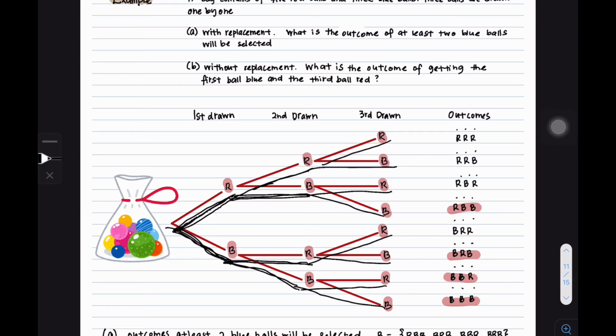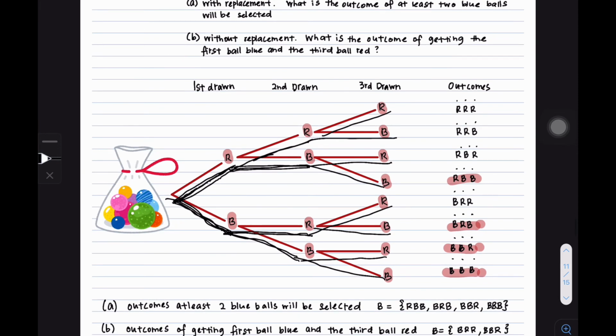Okay. So, kita ada 2 blue balls. Ini pun 2 blue balls. Ini pun 2 blue balls. And this one is 3 blue balls. So, the outcome, the possible outcome, kita dapat 2 kali bola warna biru sekurang-kurangnya adalah RBB, BRB, BBR ataupun BBB. Okay. So, ini memudahkan lagi kita untuk kita represent the sample space.